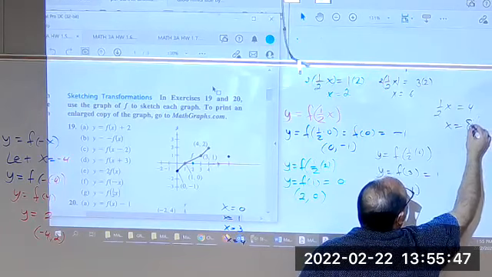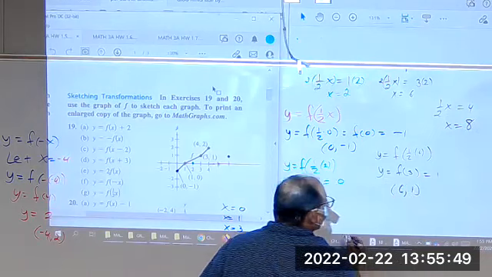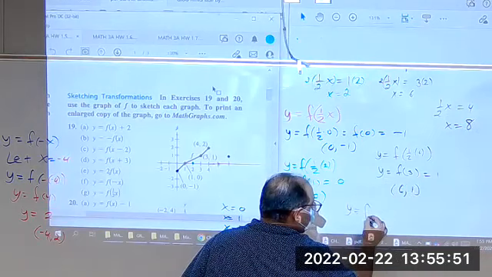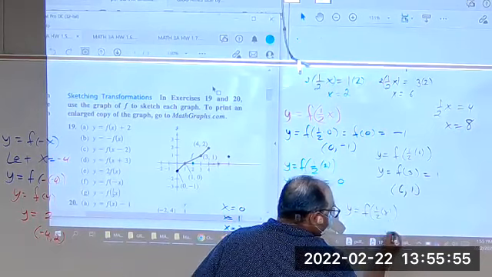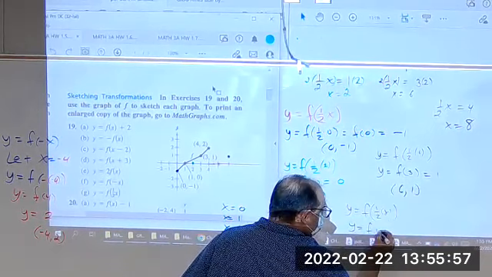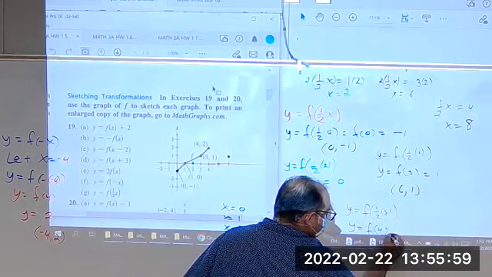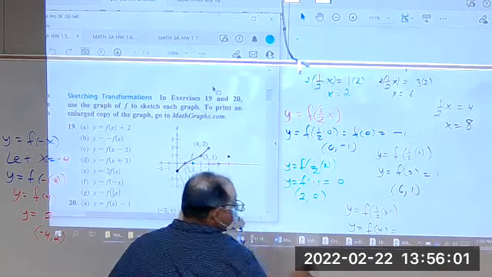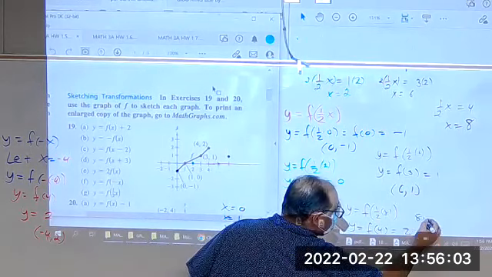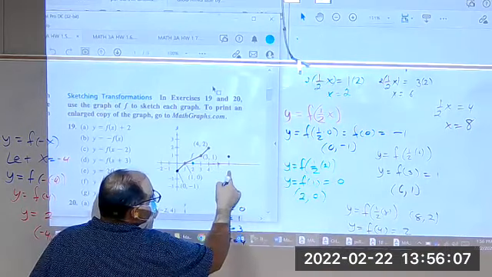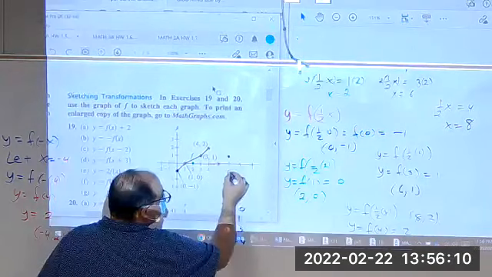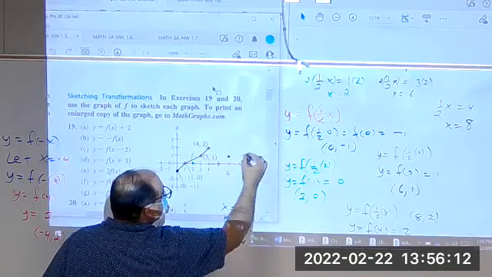Half of 8. So y is f of 1/2 x, and x is 8. That's the same as 1/2 of 8, f of 4. f of 4 is a 2. So when you plug in 8, you get a 2. 4, 5, 6, 7, 8. You get a 2.